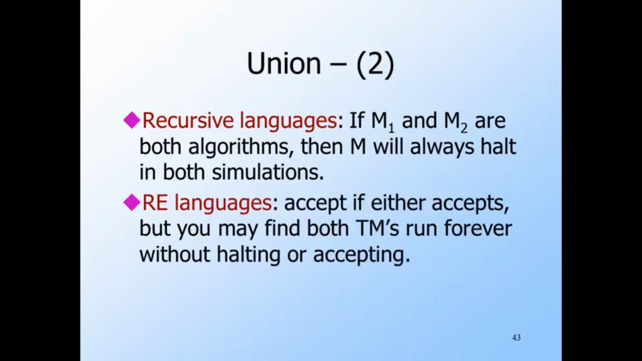For closure of the recursively enumerable languages under union, we don't know that M1 or M2 will halt; they may run forever if they do not accept. If either accepts, then M will surely accept. However, if neither accepts, then M may run forever. But that is okay, since we only want to prove that L1 union L2 is recursively enumerable in this case, not necessarily recursive.